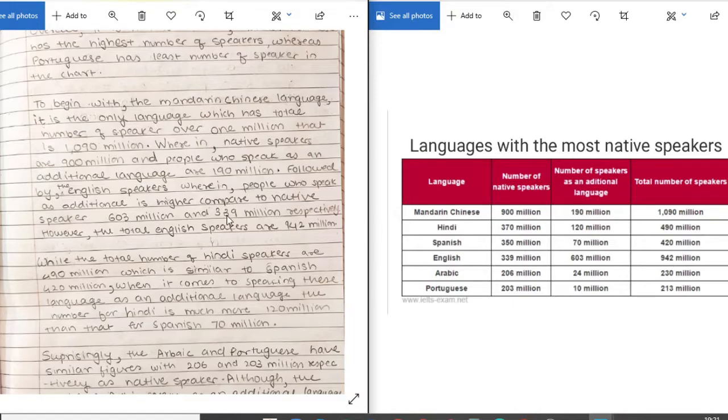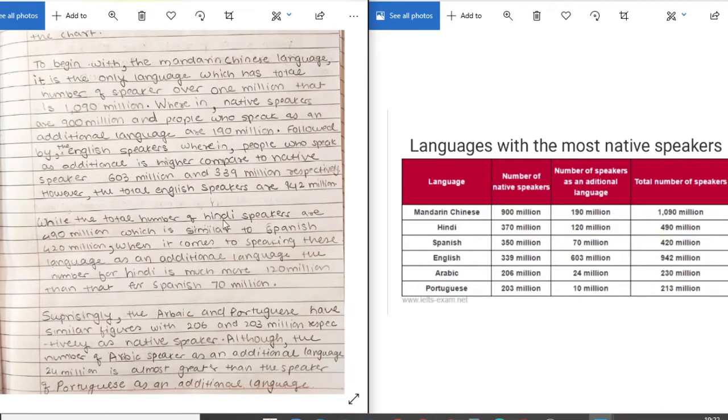That is 942 million. Okay. So speakers 630 million and 339 million respectively. Wait a minute, I'll have to look at this again. Followed by the English speakers, wherein people who speak it as an additional language is higher compared, it should always be in a past tense, higher compared to native speakers 630 million and 339 million respectively. Okay. So you have to write here as speak English as an additional language and higher compared to.